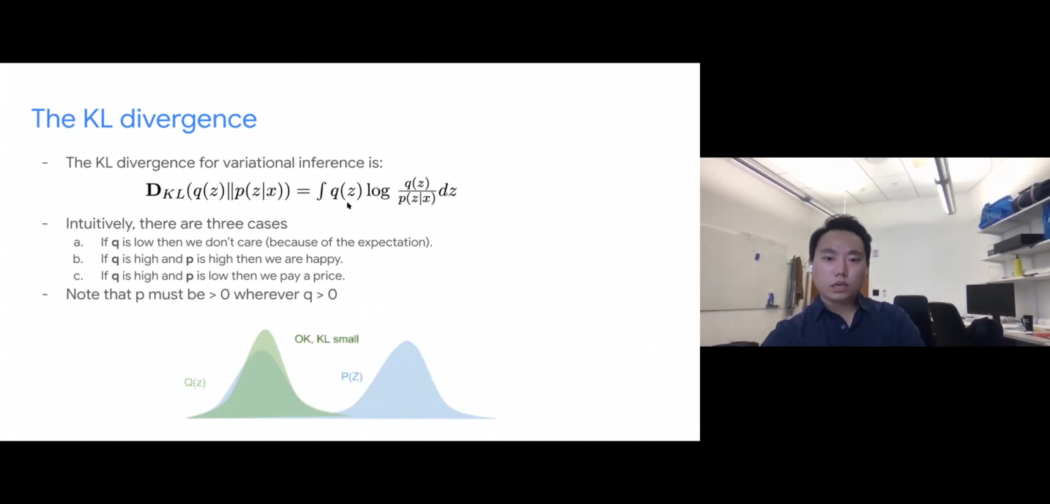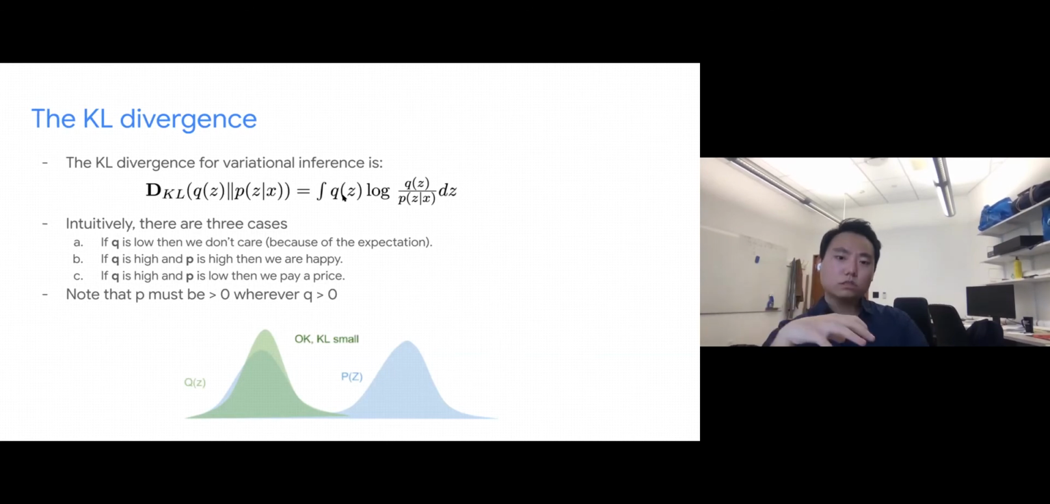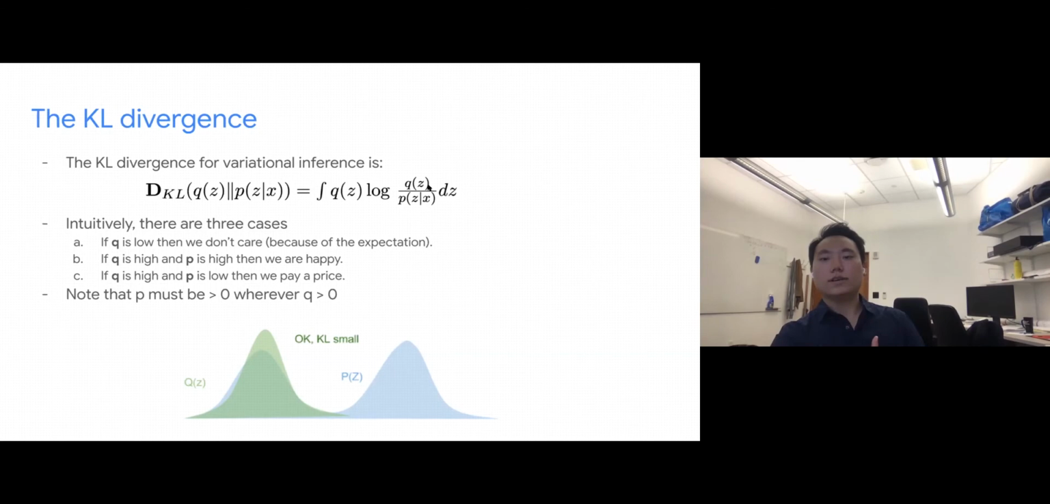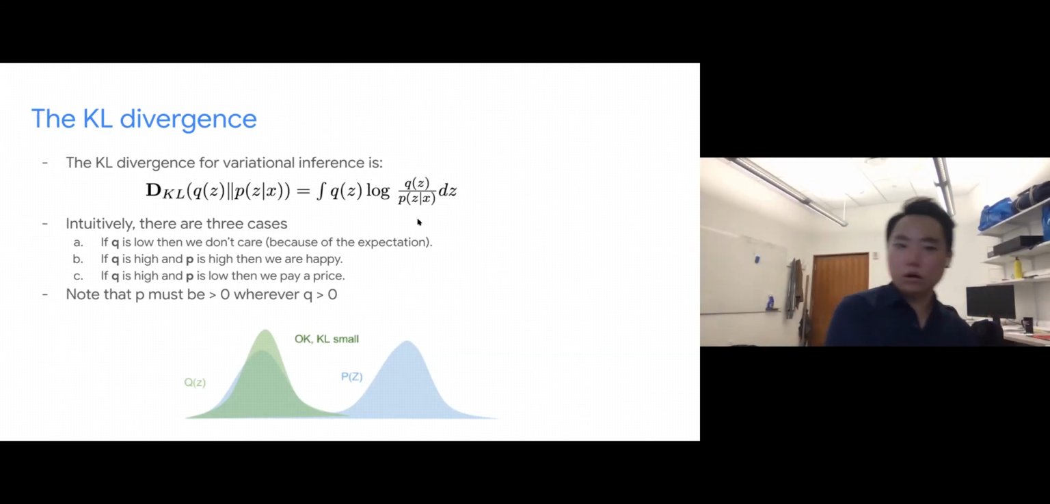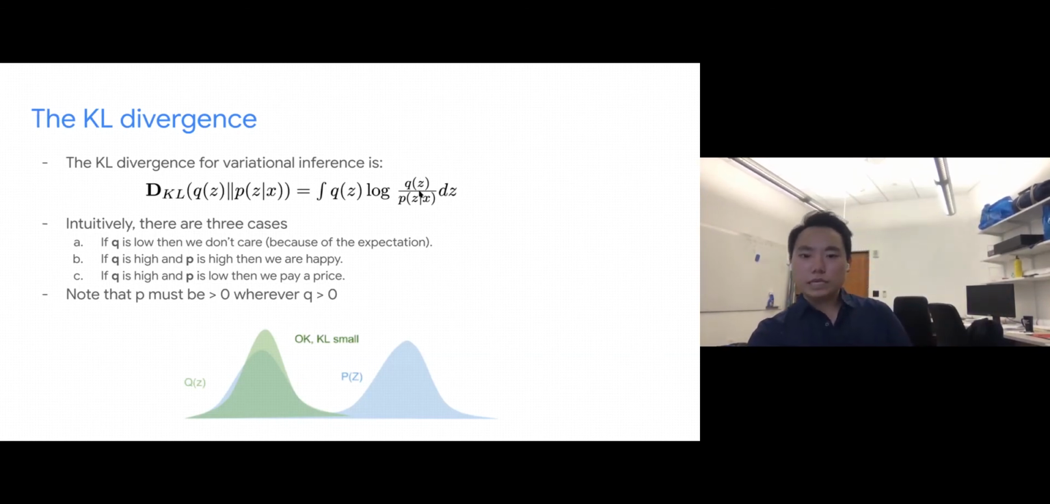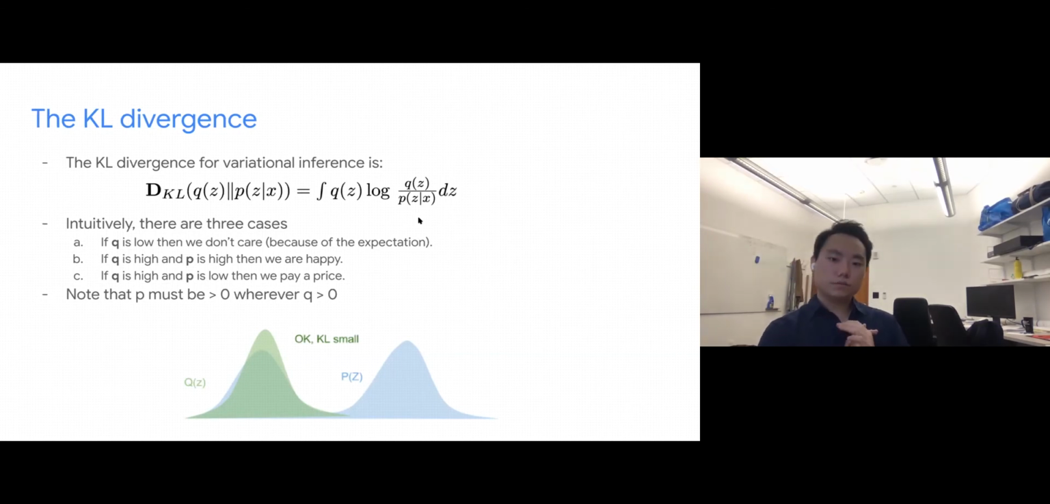So we really care about the cases where Q is high. We're taking expectations over regions where Q is high. If Q is high, then this is going to be high. And basically, I need P to be high as well, so that this ratio is close to 1, and log of 1 is 0. That would incur a small loss to my KL. On the other hand, if Q is high and P is low, we're going to take a large value divided by a really small value. This is going to be huge, and that's when you pay a price. If Q is high and P is low, we incur a large amount of cost in KL.